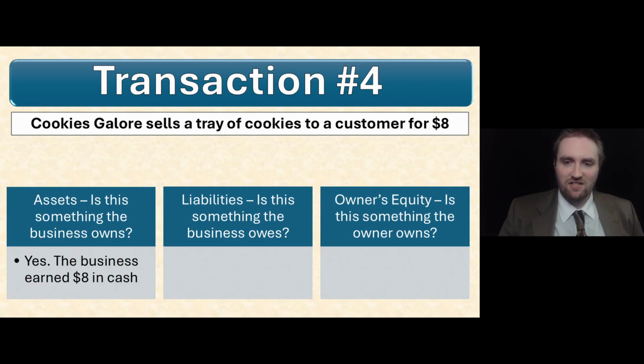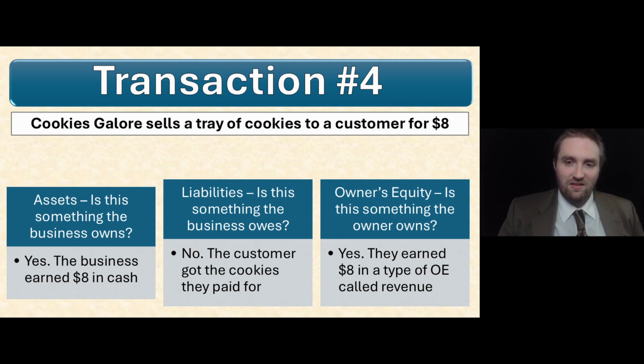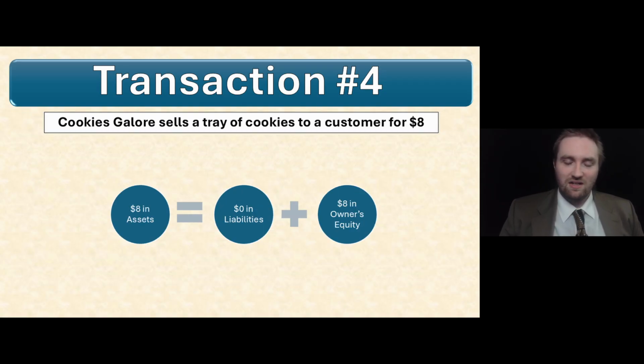Liabilities. Is this something the business owes? No. The customer got the cookies they paid for. Owner's equity. Is this something the owner owns? Yes. The $8 earned from selling the tray of cookies is considered a type of owner's equity called revenue. In just a moment, I'll explain. Let's finish the problem first. Final result, $8 in assets equals $0 in liabilities plus $8 in owner's equity.